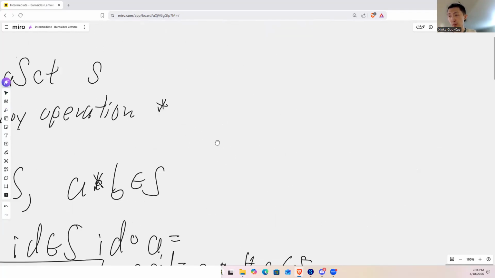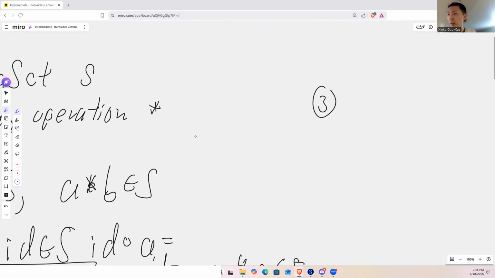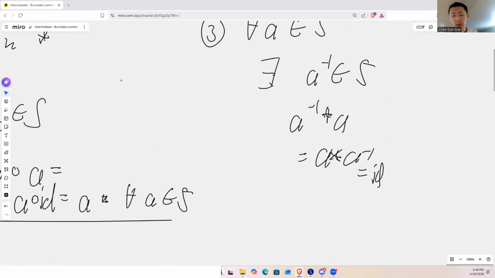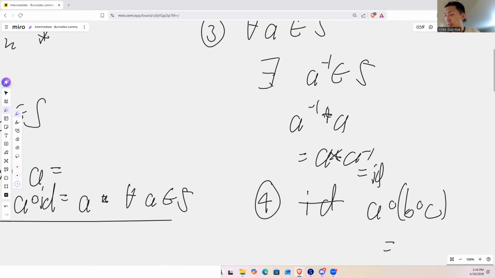So, three, there is an inverse. For all A in S, there is an element A inverse in S, such that A inverse star A equals A star A inverse equals the identity. And the operation is associative, so (A star B) star C equals A star (B star C). Yeah, so these are stars.